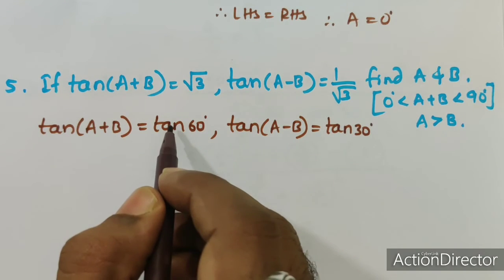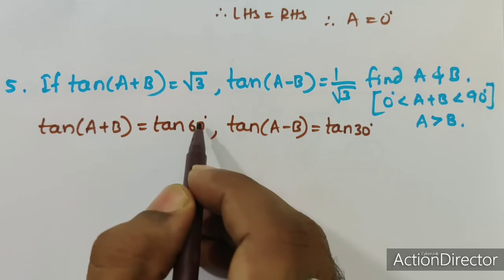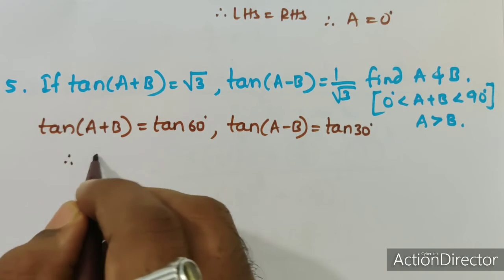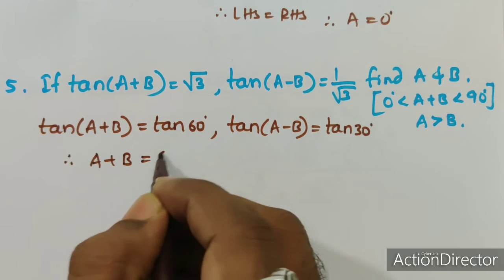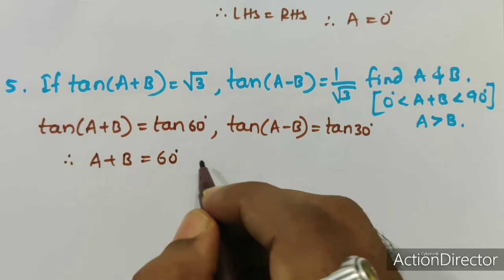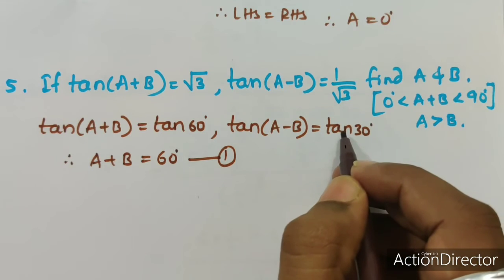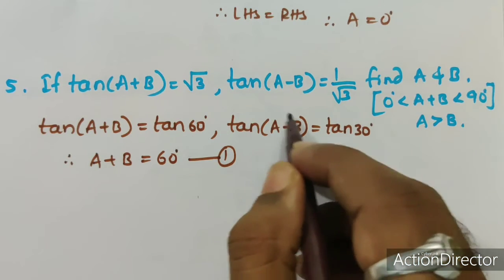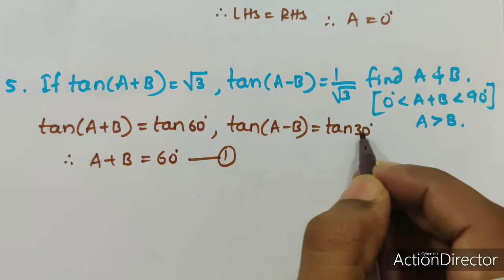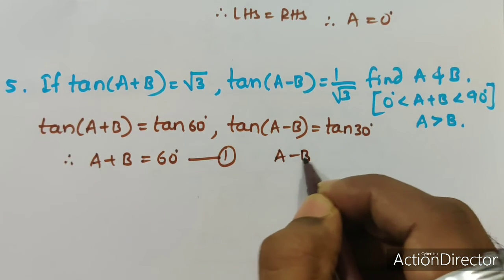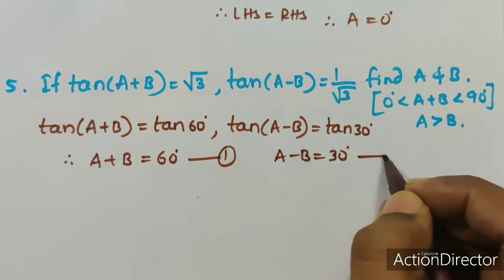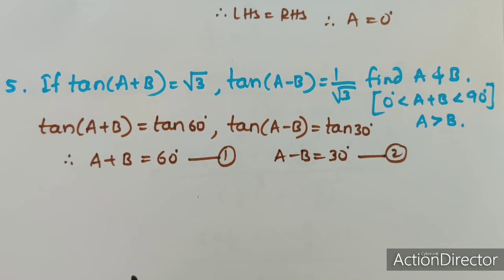If tan ratio equals tan ratio, then this angle should equal this angle, therefore I can take A + B equals 60 degree. This is your one statement. Here also, if tan ratio equals tan ratio, A - B is in the angle's place, so A - B should equal 30 degrees. This is going to be your second statement.